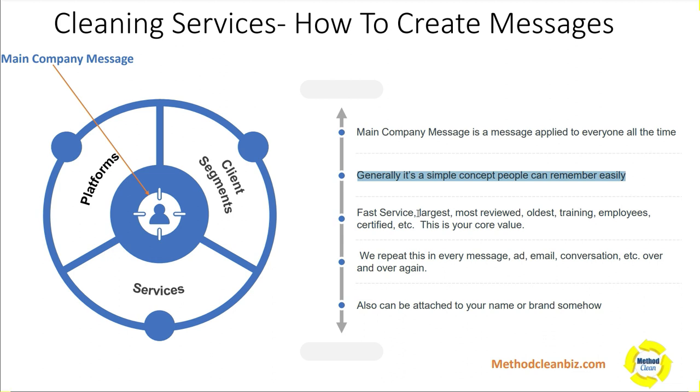Some examples can be maybe you're the largest in the area, most reviewed. Maybe you're the oldest in the area, oldest company, not person. You're certified. Maybe you want to work off of that training type of angle. And we repeat this over and over again regardless. Now that would be an explicit way to do your main message. You can also imply it.